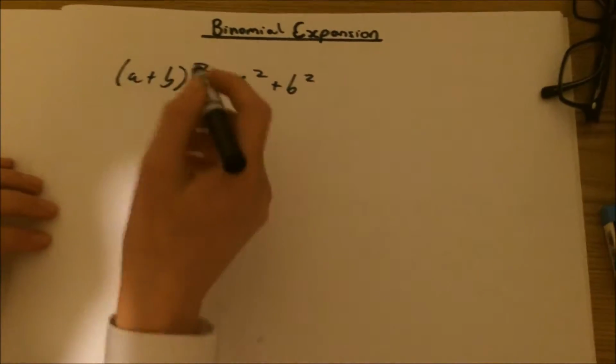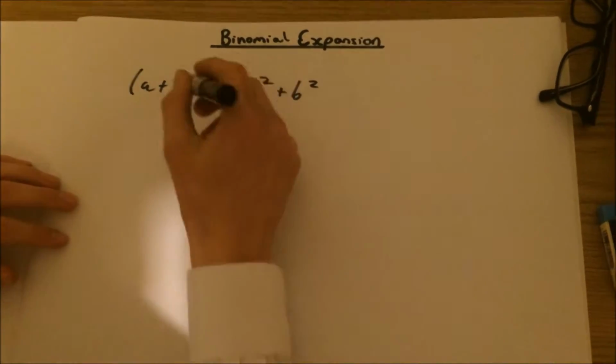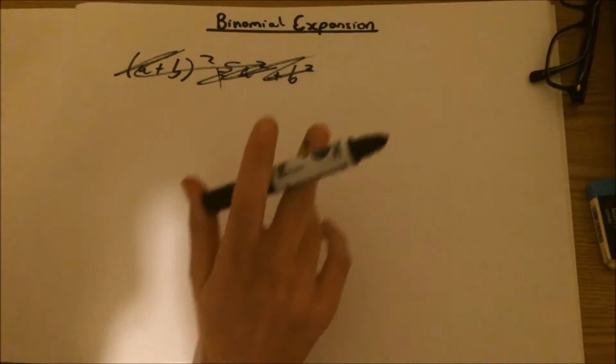Today I'm talking about binomial expansion. A common misconception is that (a plus b) squared equals a squared plus b squared. Now, that is not true. No, scribble it all out. It's all wrong. No, it's terrible.